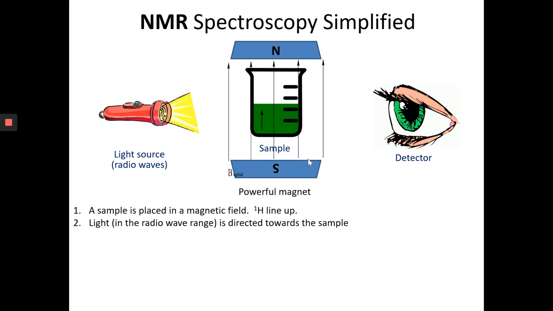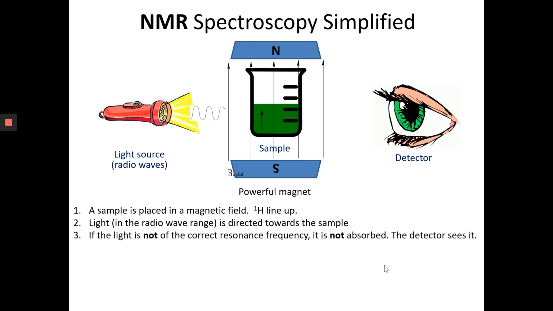Check, step 2, this is spectroscopy, which involves light. So we're going to use light, not visible light from a flashlight, but think about it as sort of a metaphorical flashlight, a flashlight that can emit radio waves. And we're going to turn on that flashlight, and some light is going to be directed towards my sample. Let's suppose for a minute that that light is not the correct resonance frequency. If it's not the correct resonance frequency, it does not get absorbed. It just passes straight through the sample and comes out the other side.